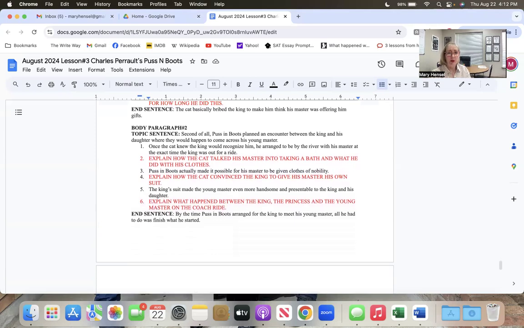Body 2, Puss in Boots planned an encounter between the king and his daughter where they would happen to come across his young master. Once the cat knew the king would recognize him, he arranged to be by the river at the exact time the king and his daughter were in the coach driving by. And he convinced his master, I will make you your fortune if you do what I say. Puss in Boots actually made it possible for the master to be given clothes of nobility. He hid his peasant clothes.